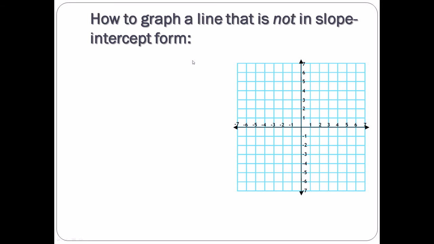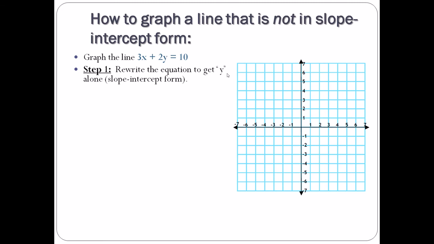But sometimes they're going to give us things not in slope-intercept form, and so what do we do? 3x plus 2y equals 10. Doesn't look too intimidating. Hey, they didn't give us any fractions or decimals. There is more than one way to graph this, but quite honestly, I just want to change it to slope-intercept form to get y alone. So it's like those literal equations we did a while back in February or a couple months ago. We want to get y alone.